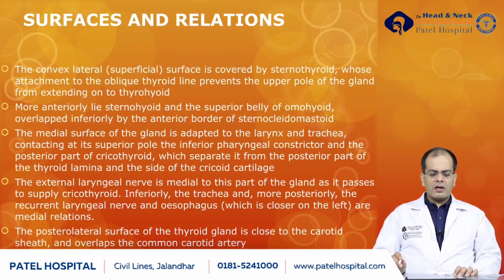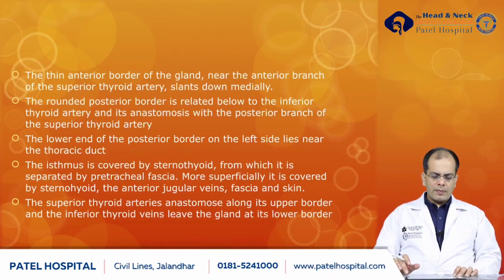The superior laryngeal nerve has an external branch which is medial to this part of the gland as it passes to supply the cricothyroid muscle. The cricothyroid muscle is the tensor of the vocal fold, and that is the area where we are concerned about. And the posterior border is related below to the inferior thyroid artery, as we talked about. The lower part of the posterior border on the left side ends in the thoracic duct.